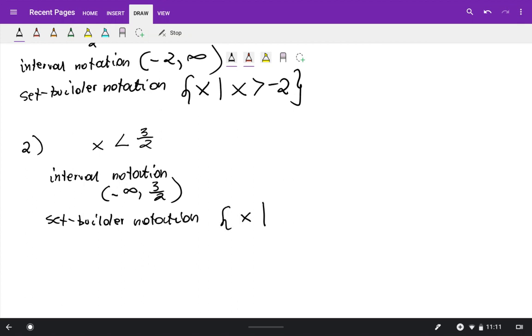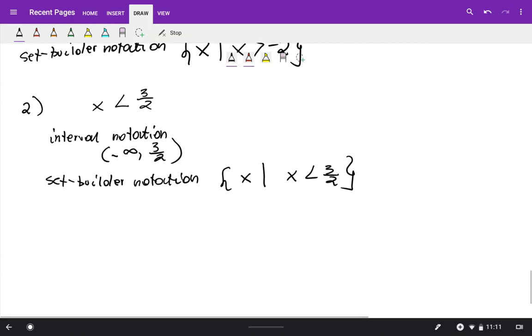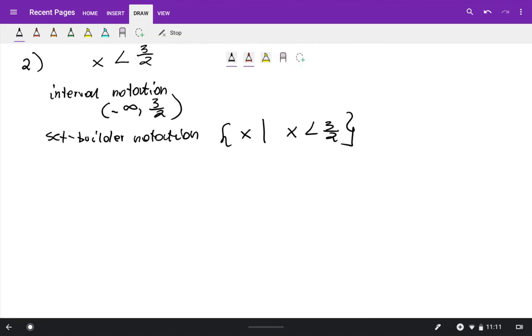So all the x's such that x is less than 3/2. Okay. Let's do number 3. So I'm giving you the graph. We have -3, open circle. We have -1, closed circle. And I'm shading all the numbers between.